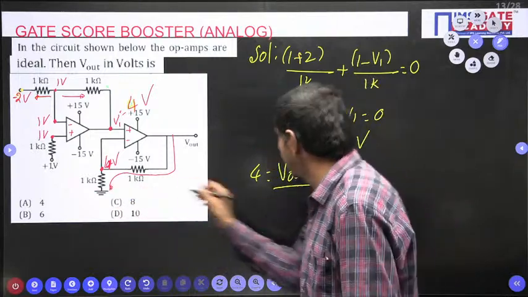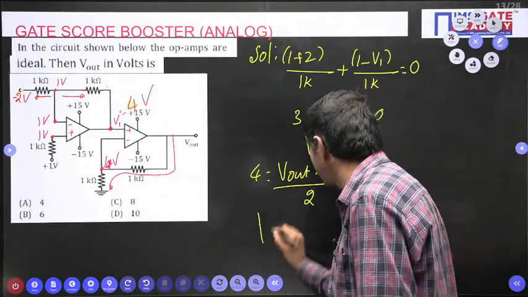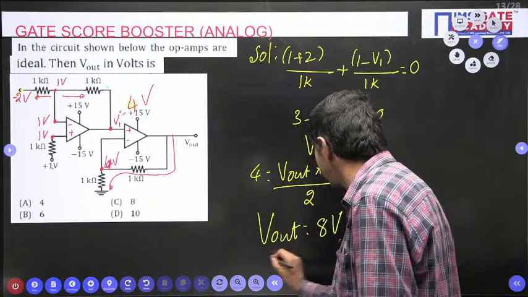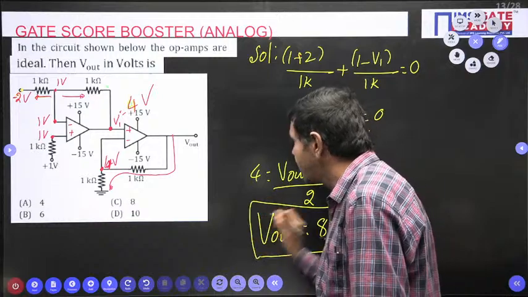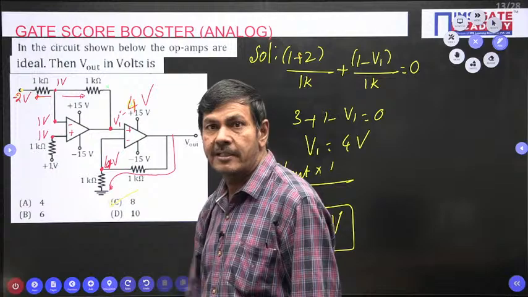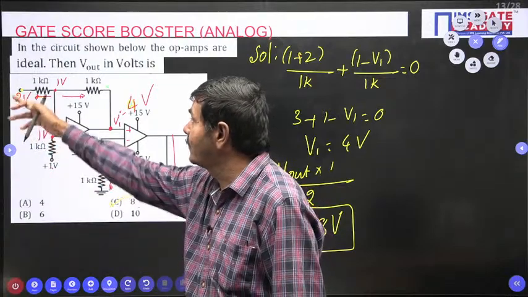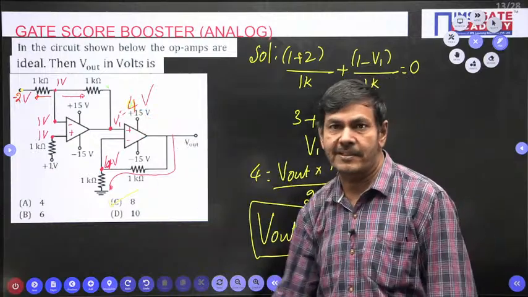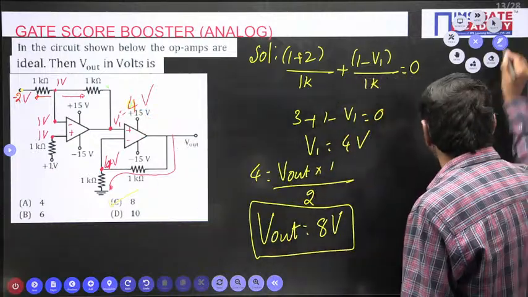1 plus 1, 2 possible. So finally, V out equal to how much possible? 8 voltage possible. Yes, 100% perfect. 8 voltage is possible. The mistake what I did means I didn't take that value. Instead now, please convert that as a minus 2 voltage. That's perfect now.